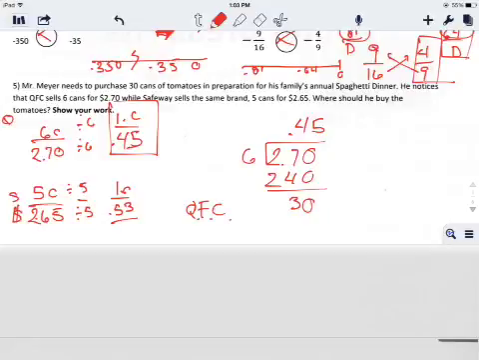Now, this isn't a commercial for QFC. I don't know if they're really cheaper than Safeway or not.